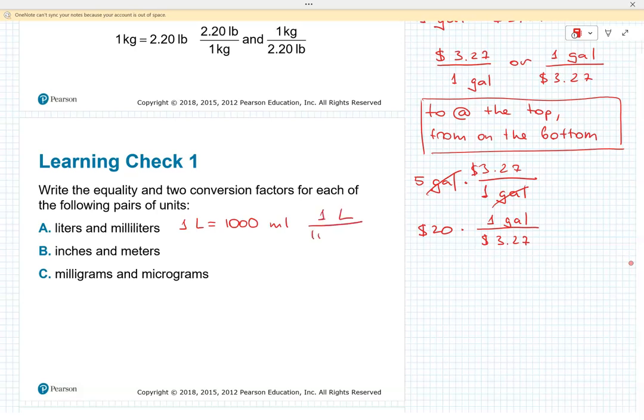One liter contains 1,000 ml, right? Or you can flip it depending on what you need. Okay? Inches and meters. Well, I'm going to tell you. 1 meter is 39.4 inches. So a conversion factor that you can write is 39.4 inches comprise 1 meter. Sounds good?